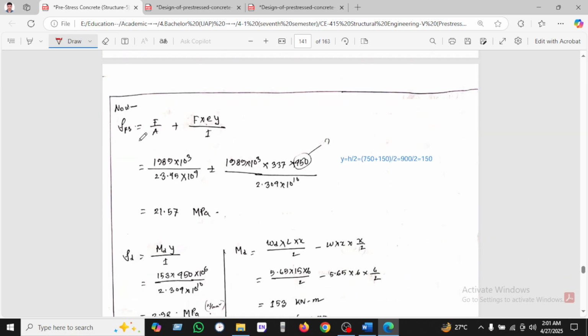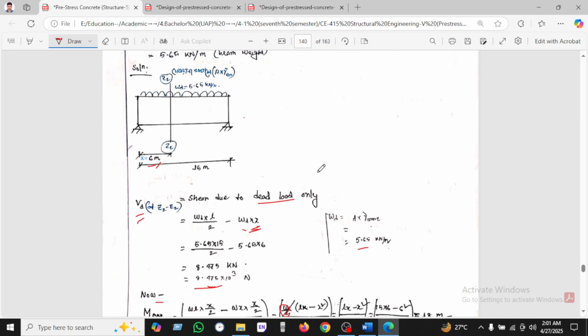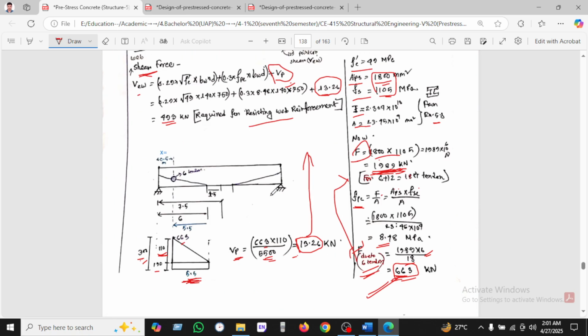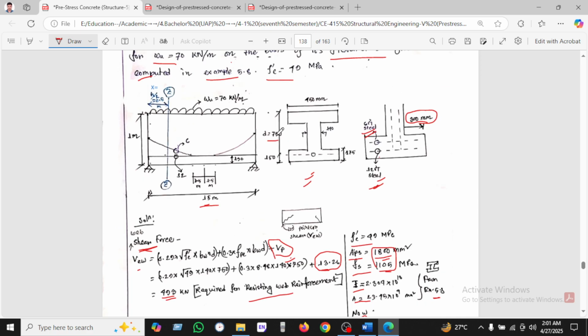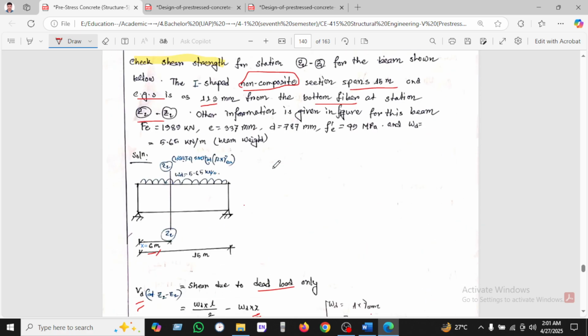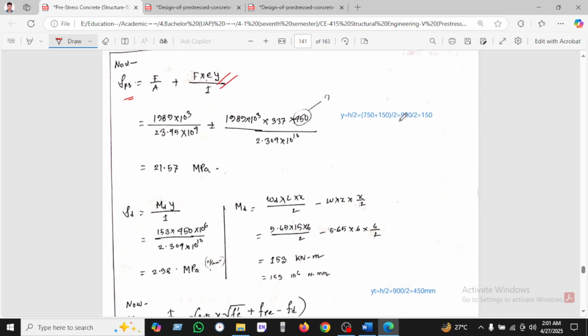Okay, let's see. We can use the stress formula, and I will calculate y, which is h divided by 2, as we have seen previously. Here it is 750 into 150. We just divide 900 by 2, which is 450. It will be 450.